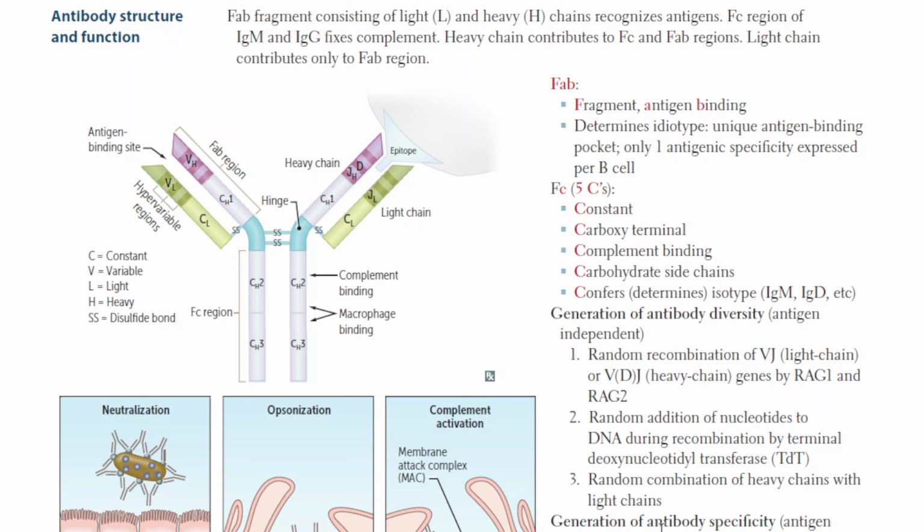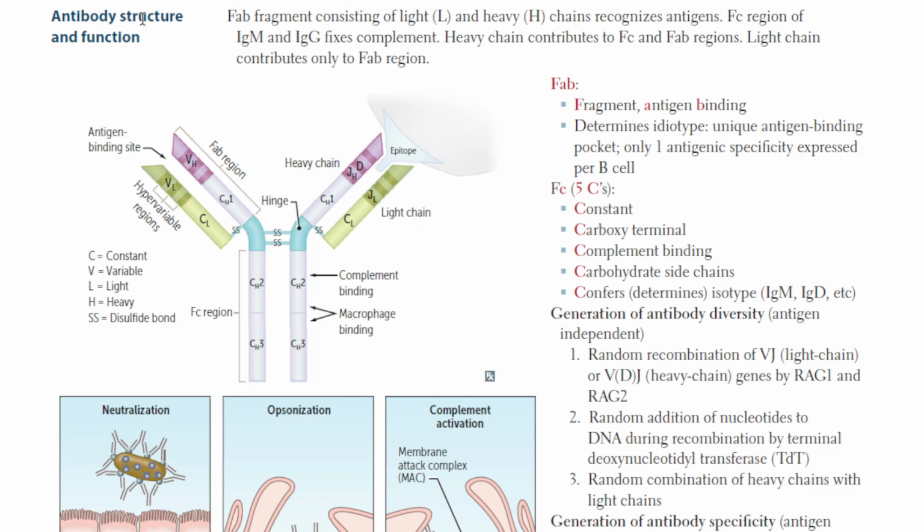This is an antibody. It is formed by a structure with heavy chains and light chains, a combination of heavy chain and light chain. This region here is the Fab region. This region down here is the Fc region. This region is very important because it is where complement binds and where macrophages bind too.